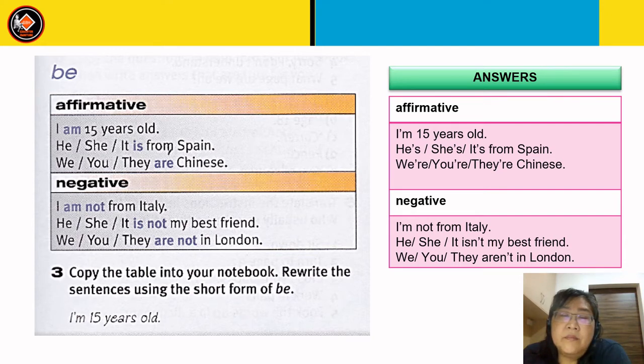So remember, I'm not. So I apostrophe am. But here for he, she, it is not. So ISN apostrophe T. Okay. For we, you is aren't or are not. So ARE and apostrophe T. So we aren't in London, you aren't in London, they aren't in London.